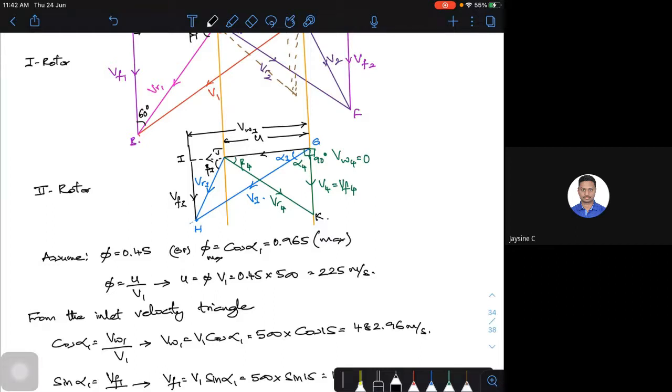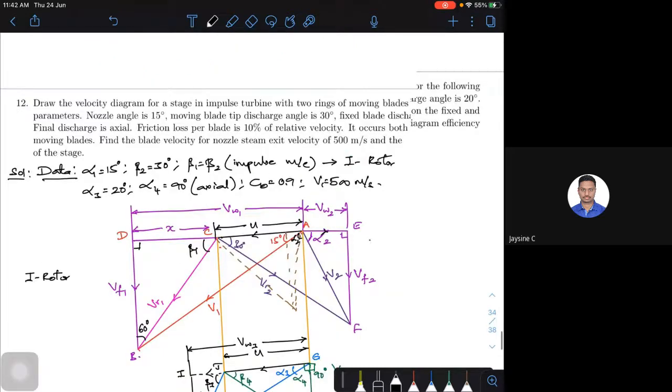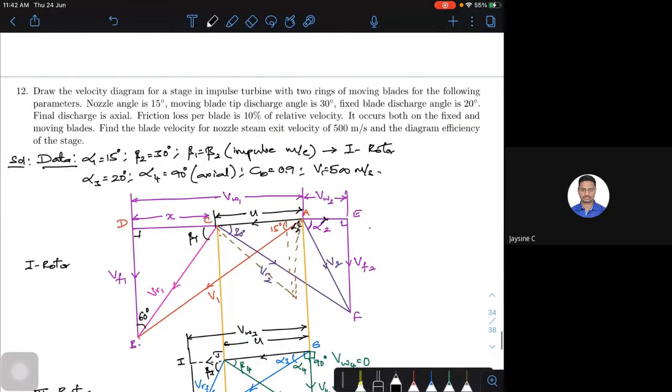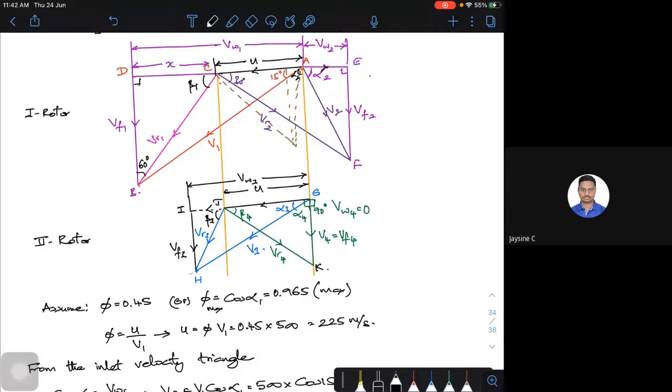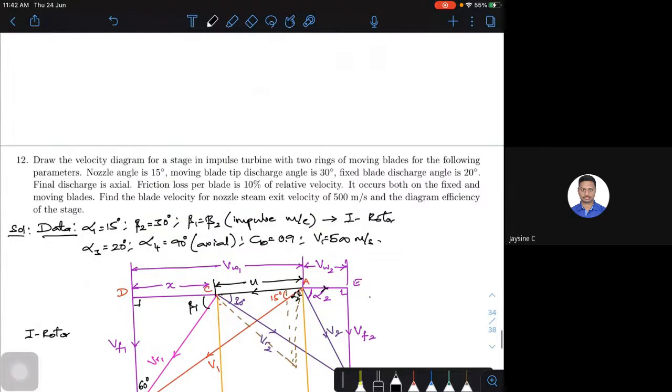See, you have alpha 2, and there is a connection from V2 to V3. But in the problem statement, they have given the friction loss per blade, that is not only between your relative velocities, it's also with respect to your CB, which is V3 by V2 for the second row. CB is 0.9, the friction factor is 10% loss, so 0.9 into V2. We have found V2 actually.